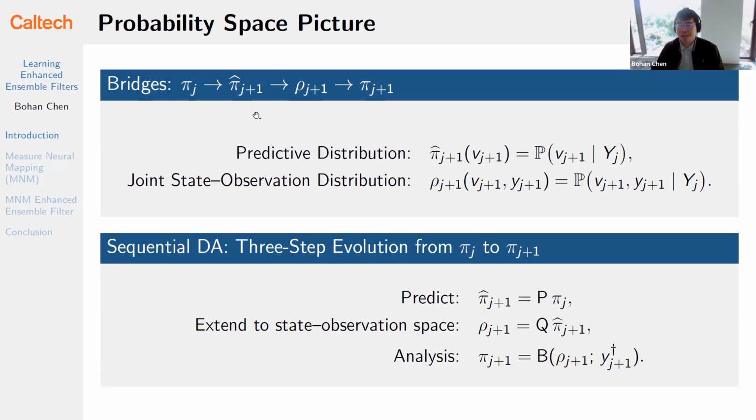To evolve from this pi j to pi j plus 1, we take 3 steps. Firstly, we do the prediction. That is, we evolve from pi j to the predictive distribution, pi j plus 1 hat. And then we evolve from pi j plus 1 hat to the joint state-observation distribution. And finally, we do the analysis to evolve from the joint distribution rho j plus 1 to the next step's filtering distribution pi j plus 1.